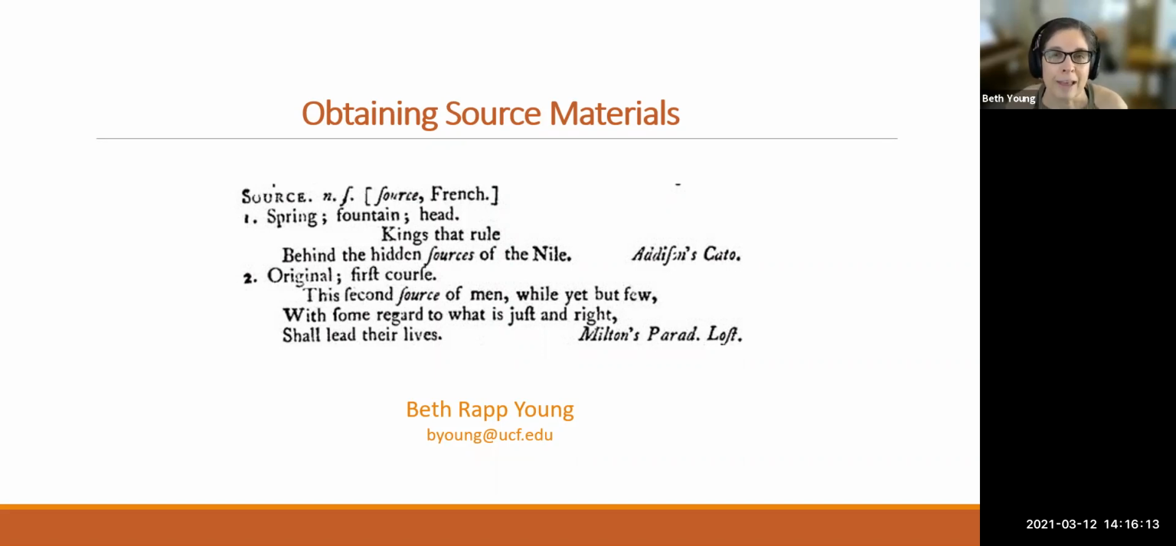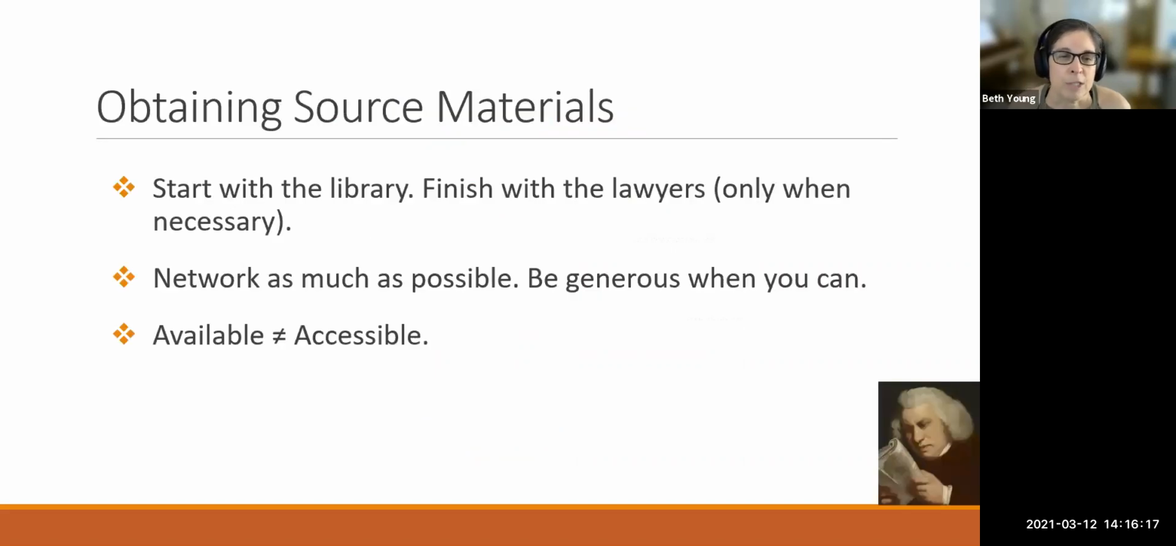So, what lessons did we learn from all of this? First, start with the library, finish with the lawyers, and talk to the lawyers only if necessary. All of our challenges were resolved with the help of libraries, from getting copyright advice to locating actual copies of what we needed. Librarians are oriented towards promoting research. Lawyers are oriented towards avoiding lawsuits.